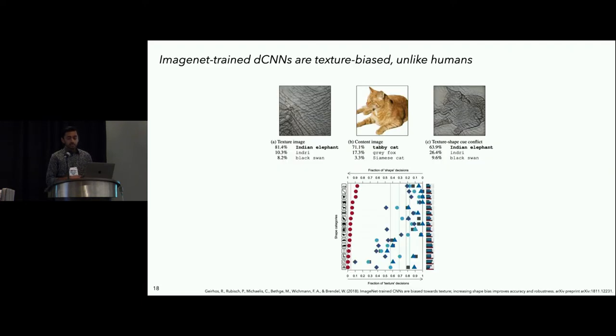So this result actually fits pretty well into a growing body of work suggesting that ImageNet-trained deep convolutional neural networks are texture-biased, meaning if you probe the classification performance of ImageNet-trained DCNN models on images which are artificially made to have conflicting texture and shape information, the DCNN models will generally label this image according to its texture, whereas humans will overwhelmingly choose the shape label here.